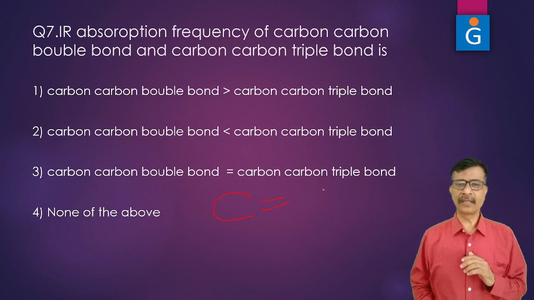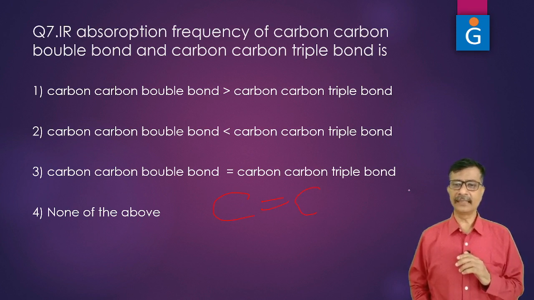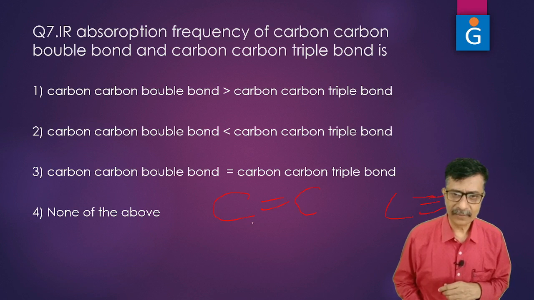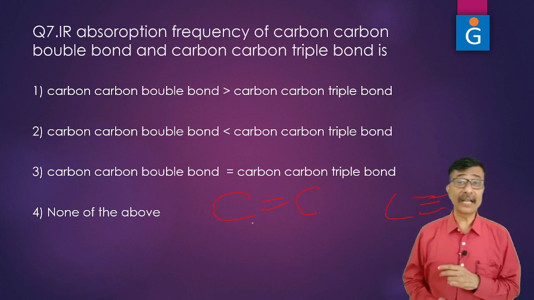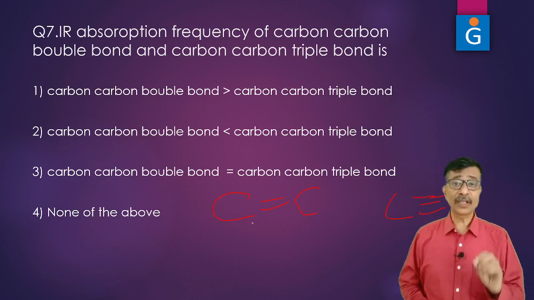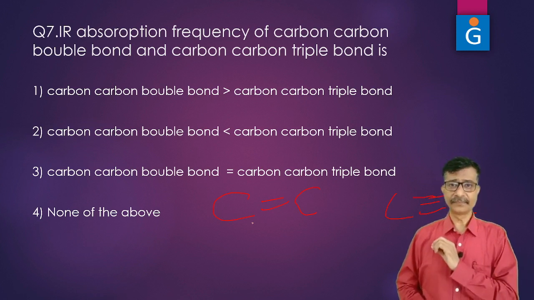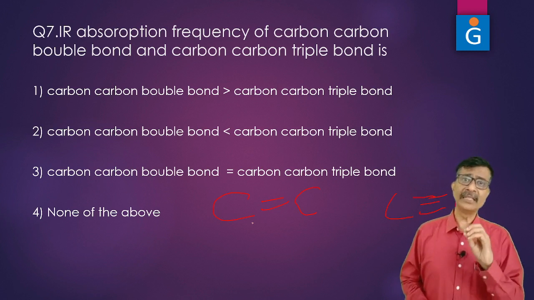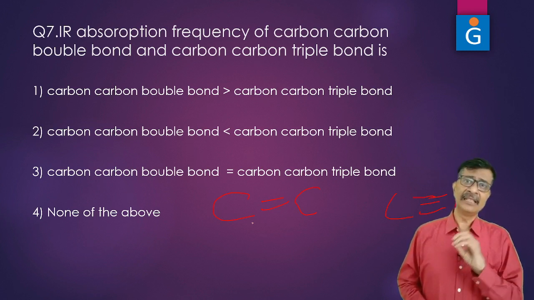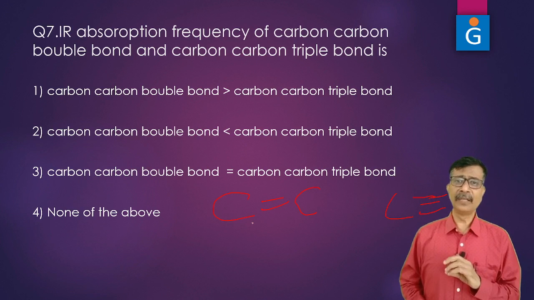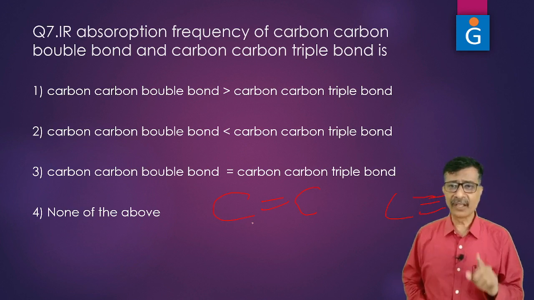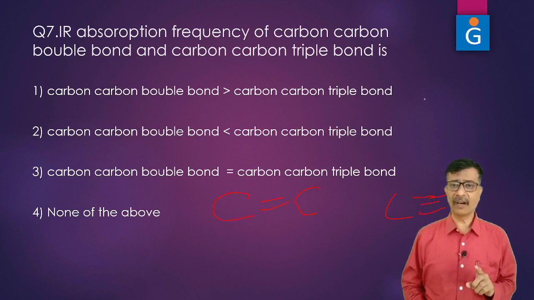This is carbon-carbon double bond and this is carbon-carbon triple bond. Now the question is, look at the question, the IR absorption frequency of carbon-carbon double bond is. Now what will decide the absorption frequency? It will be decided by the natural vibrational frequency of the molecule. So what is natural vibrational frequency?